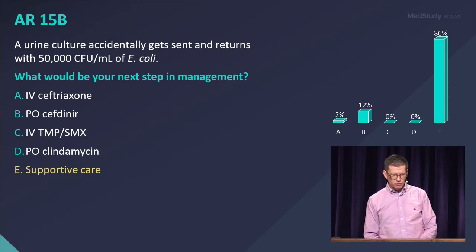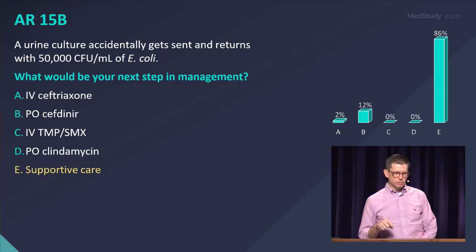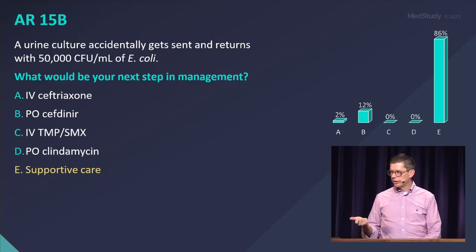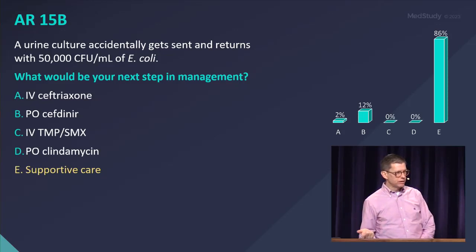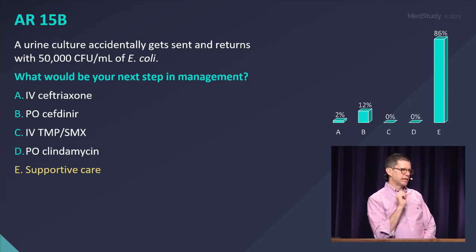All right, E, supportive care. Most of you got that, right? So IV ceftriaxone would be fine for a bona fide urinary tract infection for kids who are admitted to the hospital, which is not this kid. Cefdinir is a fine choice when you have a bona fide UTI you want to treat in the outpatient setting. Cefdinir would be a fine choice. It would cover E. coli and Kleb and whatnot. But this kid does not have a UTI, right?